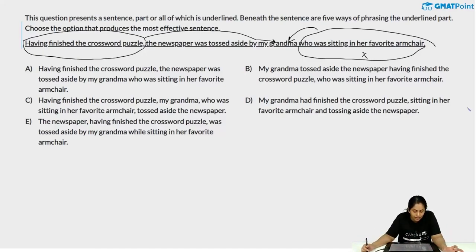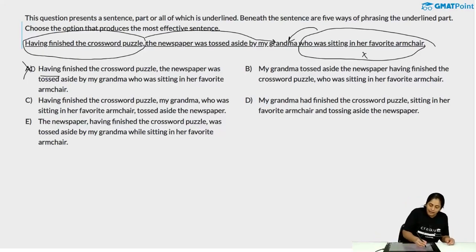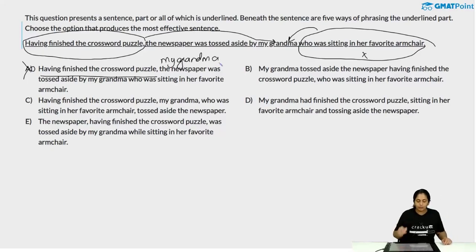Having finished the crossword puzzle, the same issue is over here. It is the same sentence, so we can eliminate this. Here it makes it seem as if the newspaper had finished the crossword puzzle, which doesn't make sense. Immediately after this modifier, you should have my grandma, or in some way, it should be very close to the person who actually did the crossword puzzle. So A can be eliminated.